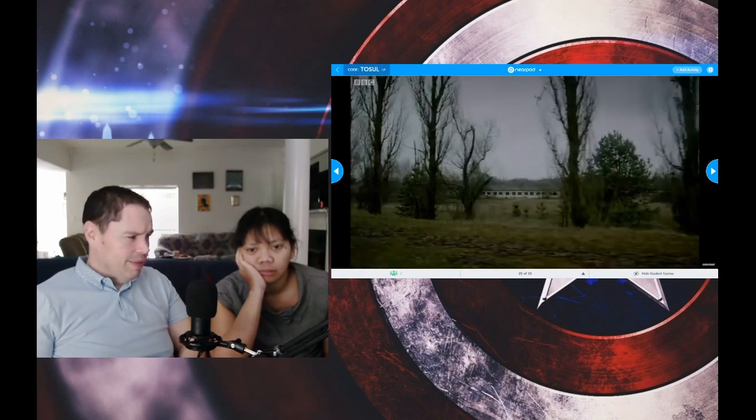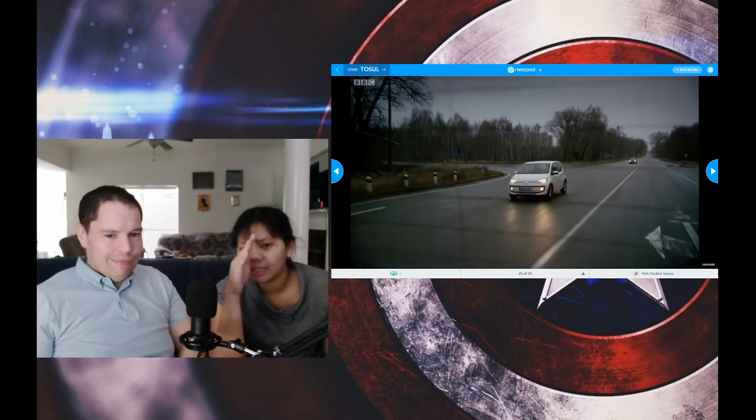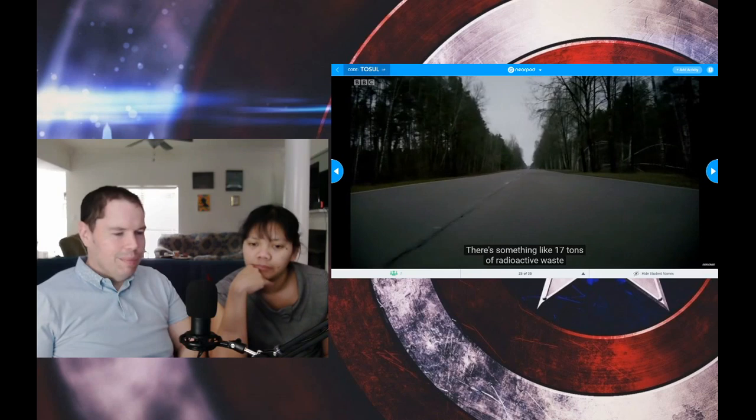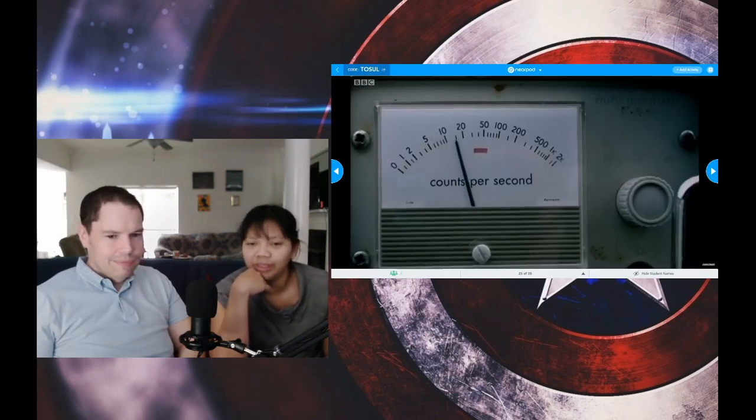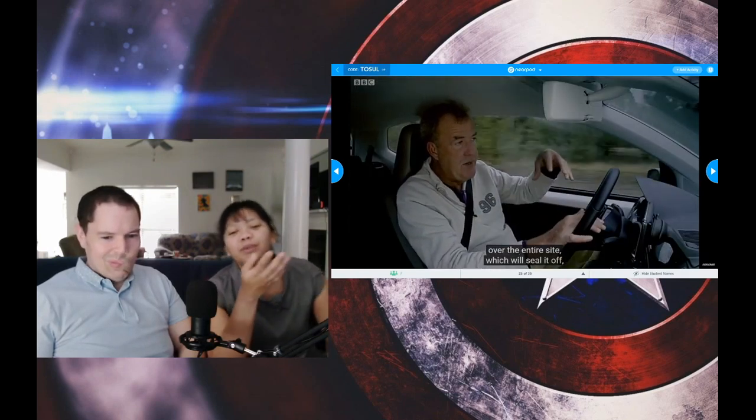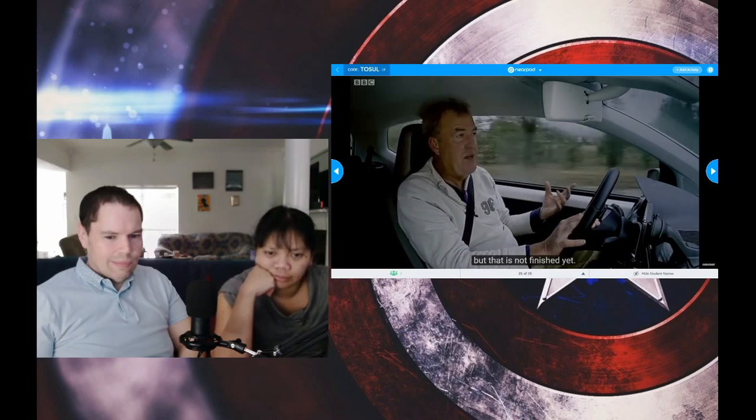Usually the tailgate is open. There's something like 17 tons of radioactive waste still in the exposed reactor core. They're building an enormous sort of arch over the entire site, which will seal it off, but that is not finished yet.